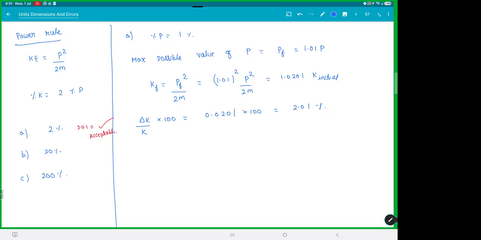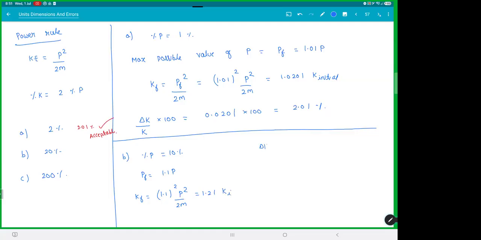But when you do this for the 10%, so if your percent error is 10, then your P final is 1.1 P. Then your final kinetic energy would be 1.1 square P square by 2m. That's 1.21 times kinetic energy initial. So the change in kinetic energy by K into 100, that would be 0.21 into 100. And that is 21%. This would be a good question. And the answer will be 21. So this would be wrong. The answer is not 20%, it is 21%.